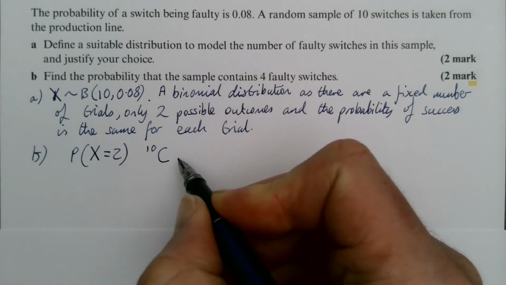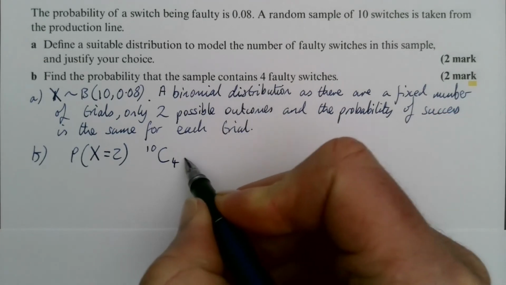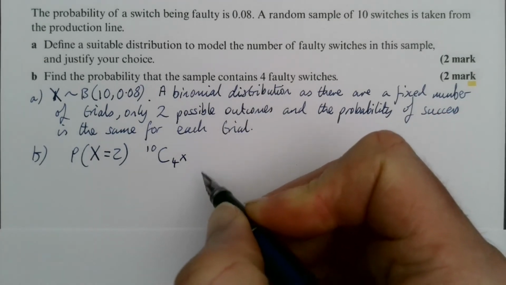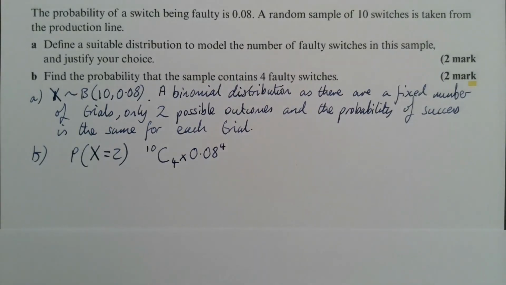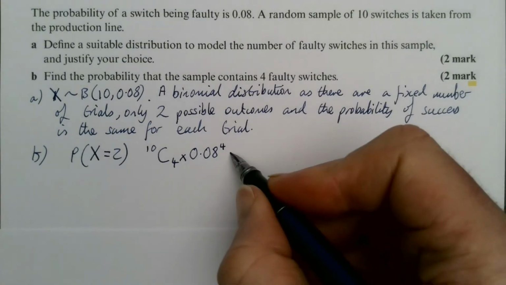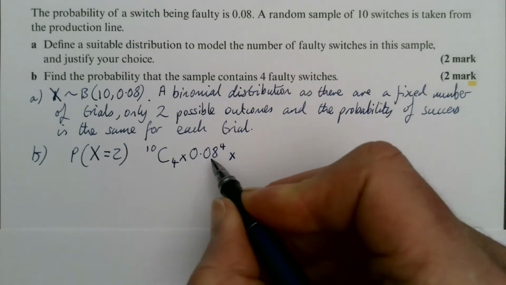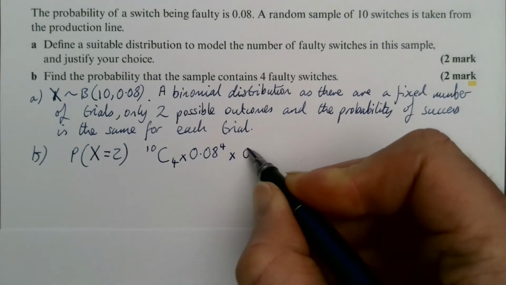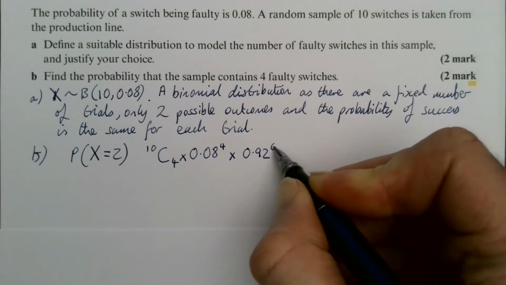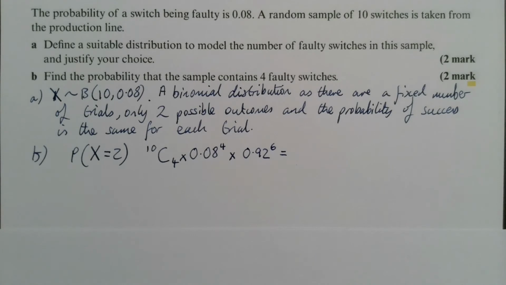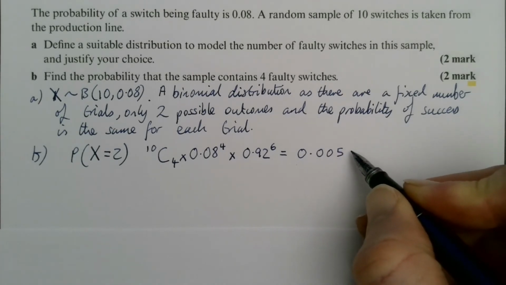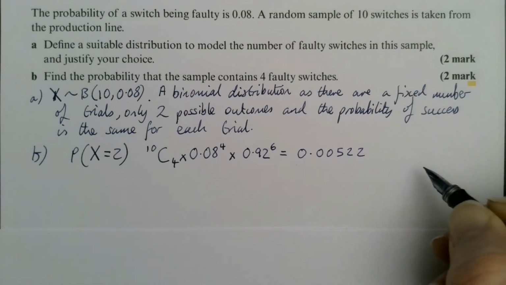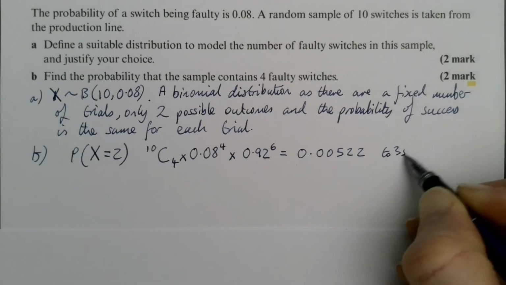switches, choosing 4 faulty switches, times the probability that it is faulty is 0.08, and we want that to happen 4 times. So that means that we want them not to be faulty to happen 6 times. And 8 and 92 make 100, so 0.92 to the power 6. Pump that into the calculator and you should get 0.00522 to 3 significant figures.